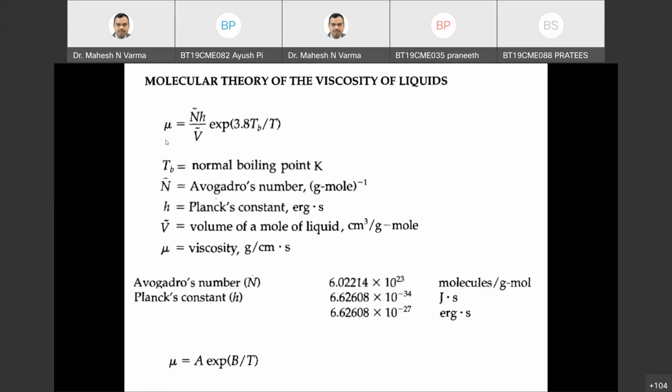So N is Avogadro's number, h is Planck's constant, V is the specific volume per gram mole, mu is the viscosity in gram per centimeter per second, and TB is the normal boiling point in Kelvin. In all the calculations in engineering, most of the time this temperature will be used in Kelvin, because whatever model equation is developed in the US or European countries, their common unit for temperature is Kelvin. So if you make a mistake here, and instead of Kelvin you use degree Celsius, this ratio will have a different value.